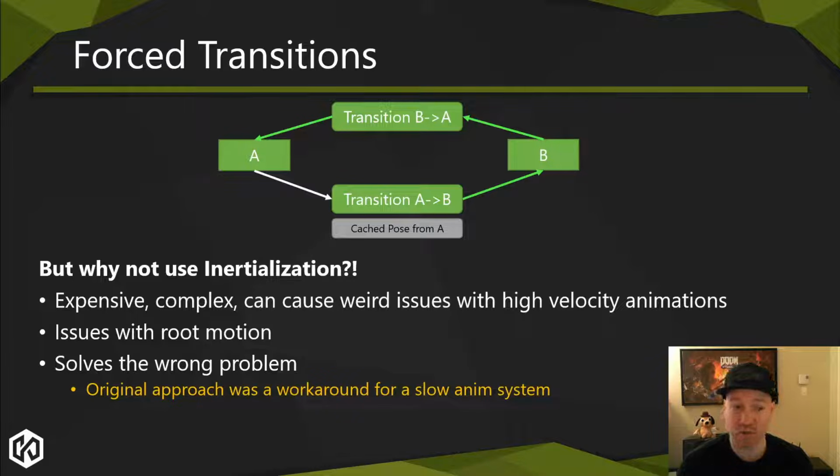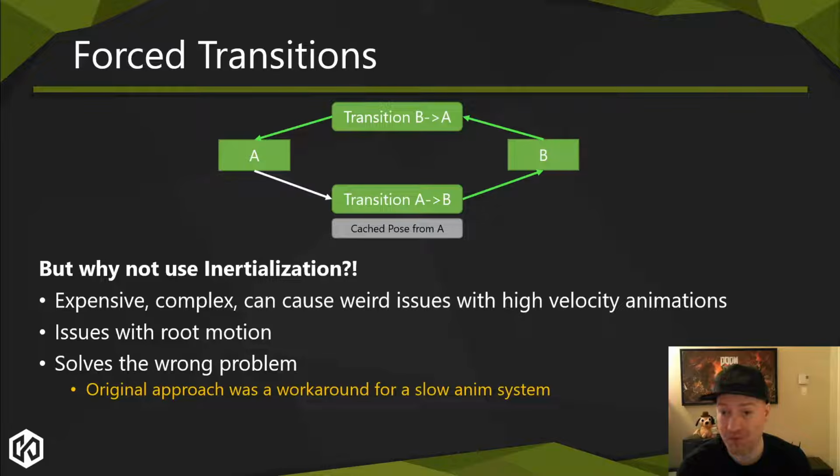Additionally, it sort of solves the wrong problem. If I remember that talk correctly, they came up with this approach as a workaround for very slow transitions. Their animation system was extremely slow in terms of evaluating graphs and that kind of thing. So this was a fast way of saying, oh, when I'm in a transition, I kill that source state and I don't have to evaluate all that stuff, so I don't have to pay that cost. So this is cheaper for us.